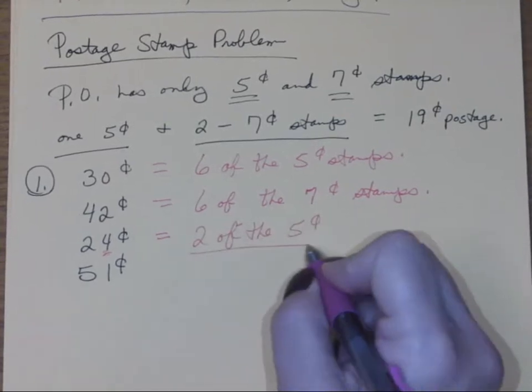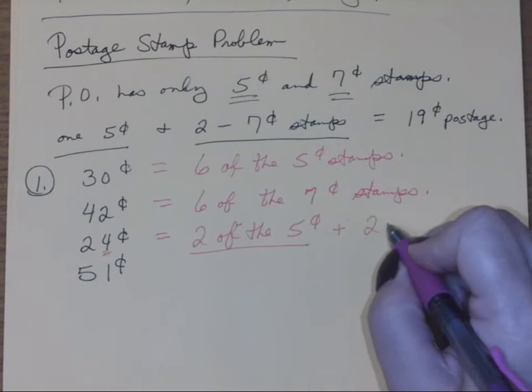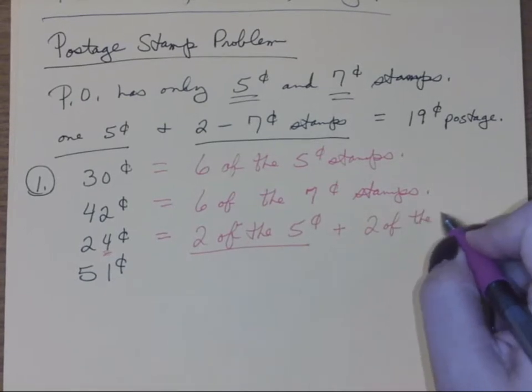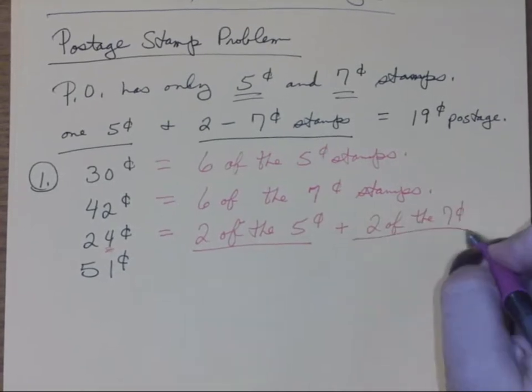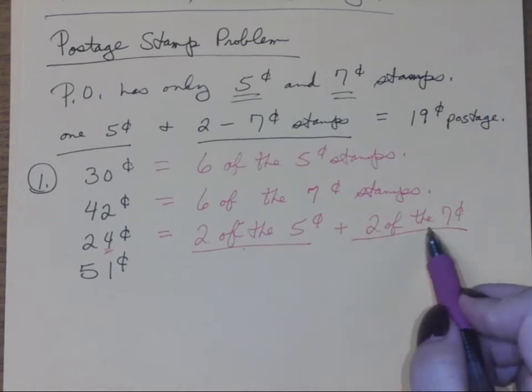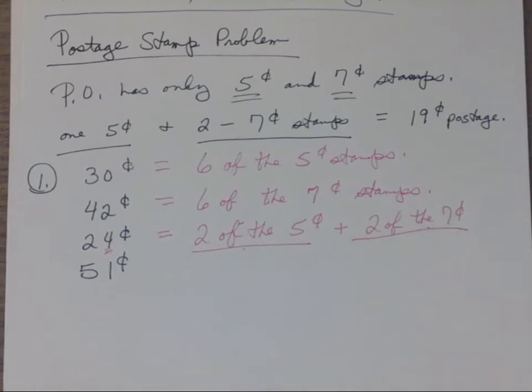That would be 10 cents, right? Plus 2 of the 7 cents. That would be 14 cents. So 10 cents plus 14 cents. Oh, that's 24. We're good. So 51, maybe that looks a little bit daunting. I think to myself, wait a minute, I have a 1 at the back.